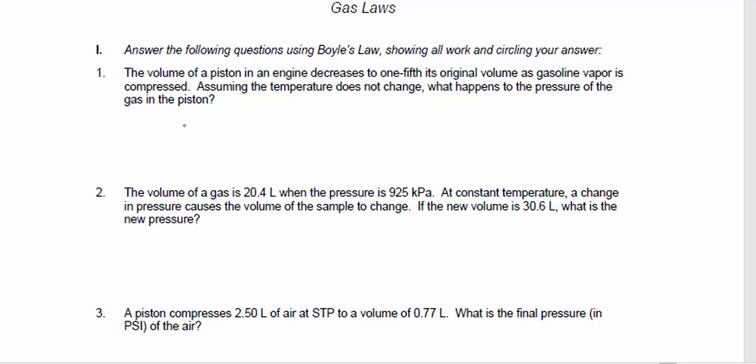We'll start this worksheet by looking at Boyle's relationship, the inverse relationship of pressure and volume. So Boyle's law is P1 V1 equals P2 V2. And we're going to start with something a little more theoretical.